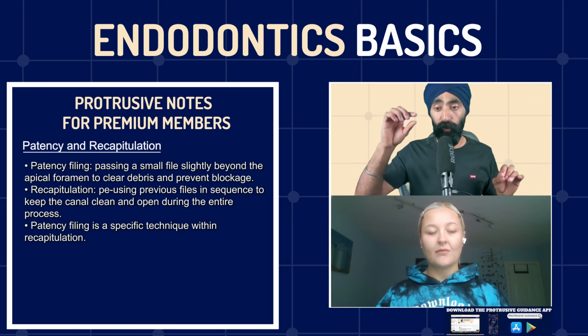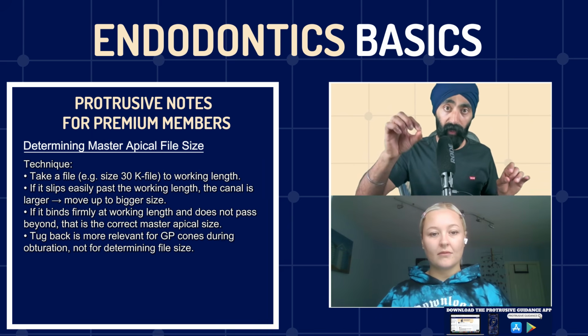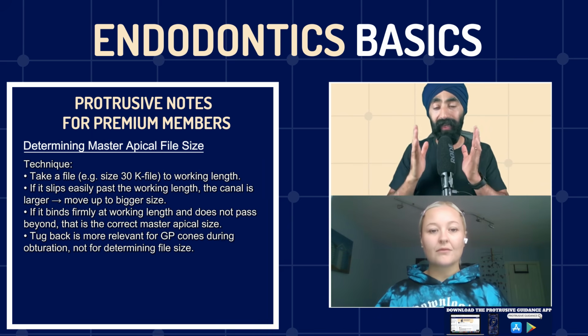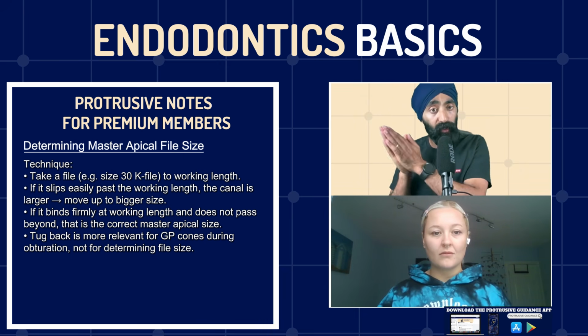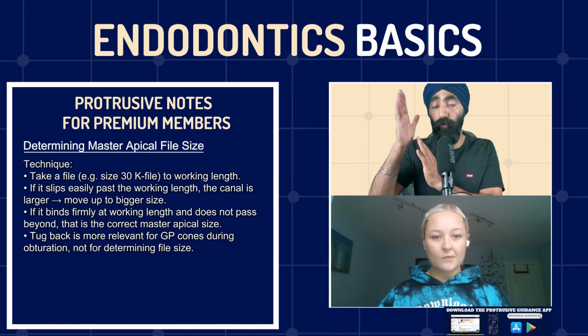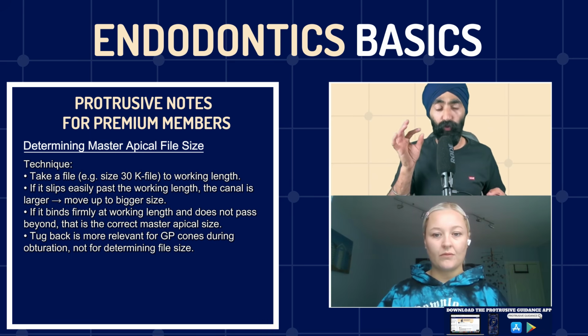Right? And so you check, okay, are you at a 30 or a 35 K file, and then that information helps you to correlate what kind of GP cone you're going to finish with, depending on which rotary system you're using and that kind of stuff. So these are really important skills.